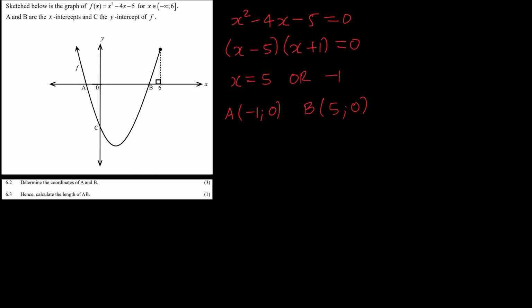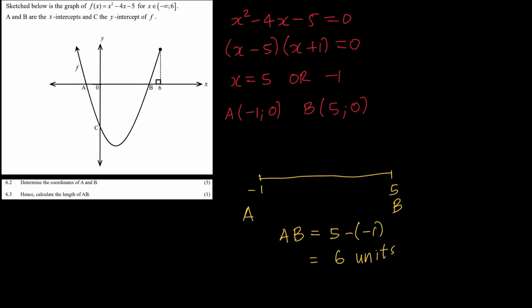Next question, hence calculate the length of AB. So to solve for the length of AB, let's draw it on a number line. So A is minus 1, B is 5. So if we want AB, we can say that AB is 5 minus minus 1. Or basically it's 6 units. Let's look at the next question.